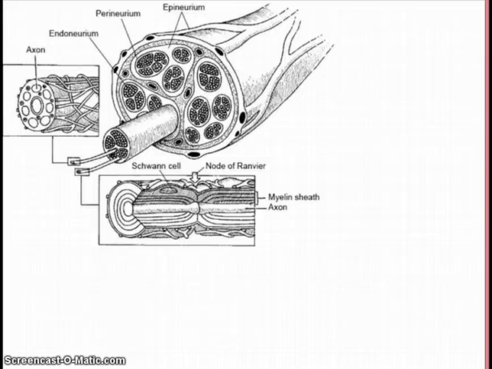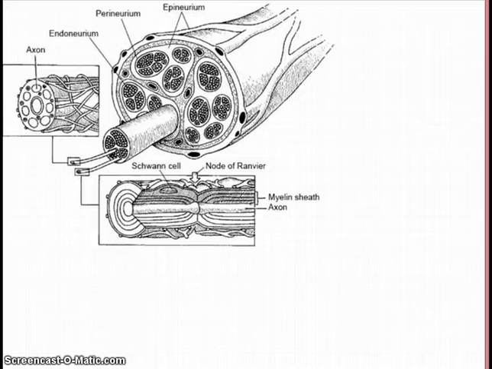The nerve is covered by a fibrous connective tissue. The endoneurium surrounds individual fibers within a nerve. The perineurium surrounds a group, a fascicle of nerve fibers, and the epineurium surrounds the entire nerve.